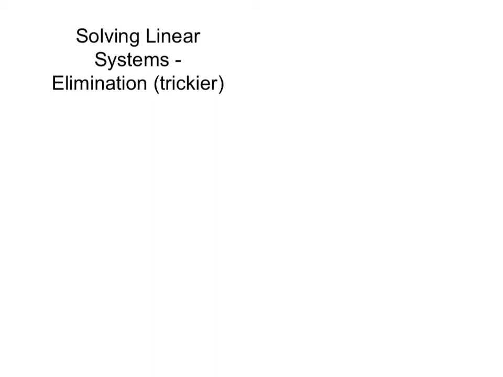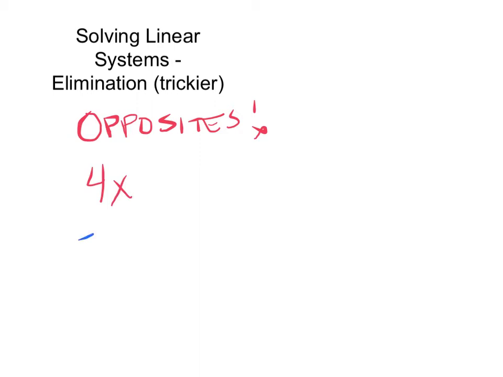So, quick reminder, our goal is opposites. What's the opposite of 4x? Negative 4x. What's the opposite of negative 5x? Positive 5x. So our goal is to find opposites. Now, sometimes we don't have exact opposites. So that's what's going to make this video a little bit trickier.